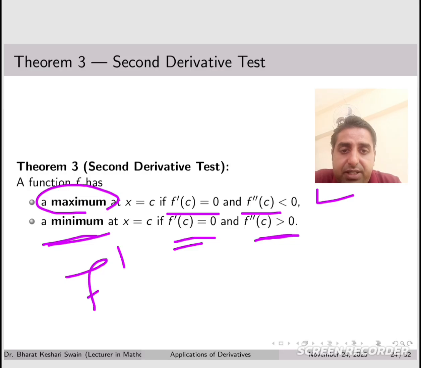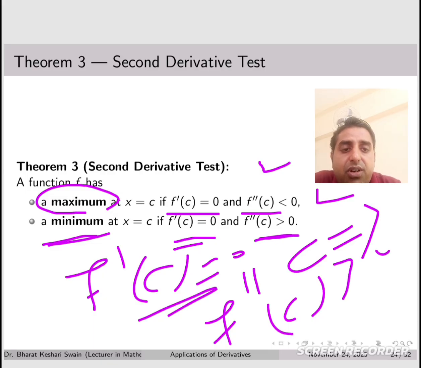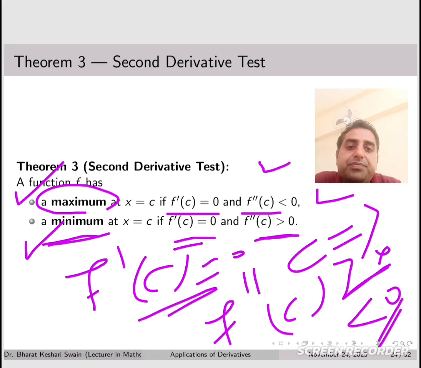Just find first f dash c equal to 0, then solve for c, then we will get the possible extreme points. Then at each point we have to check whether f double dash c is greater than 0 or less than 0. If it is greater than 0, then it will be minimum. If it is less than 0, then it will be maximum. Okay, this is the second derivative test.